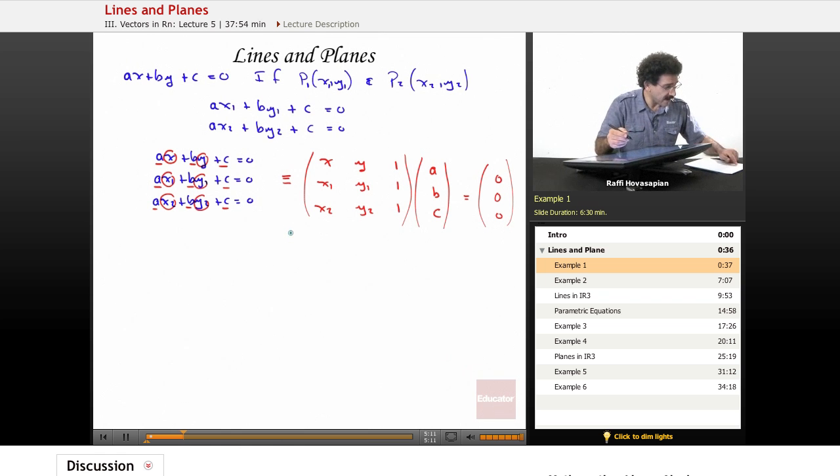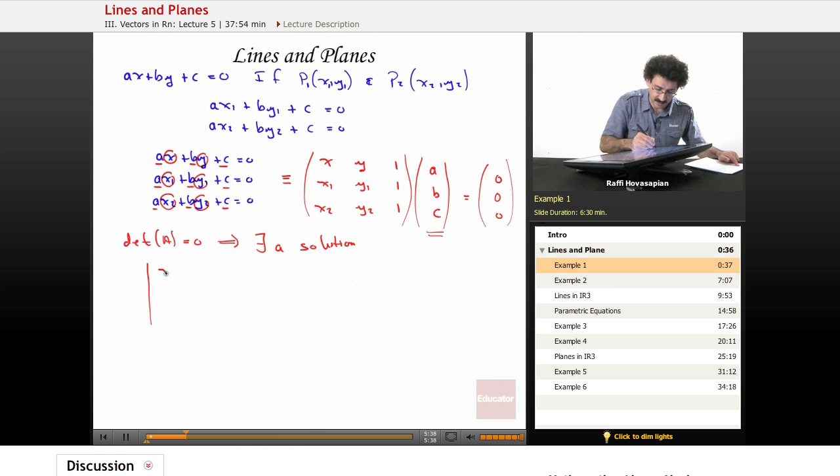So let's go ahead and set up this determinant. Now let me actually write that down specifically. So the determinant of, in this case, let's call the matrix A, equal to 0, it implies that there exists a solution. In other words, a, b, c can be found. They represent actual numbers. The symbol for determinant is that straight line: x, y, 1, x1, y1, 1, x2, y2, 1. We want the determinant to be equal to 0.